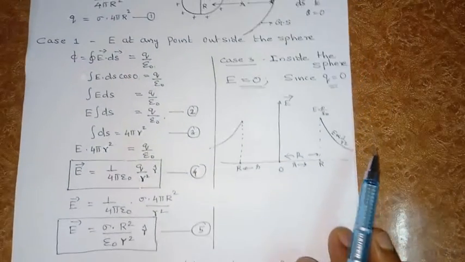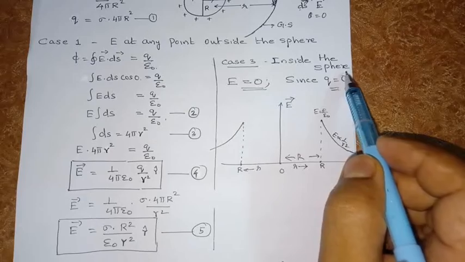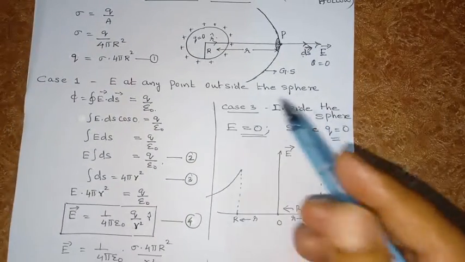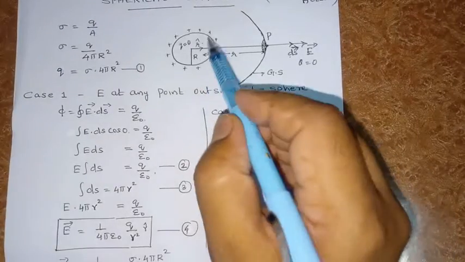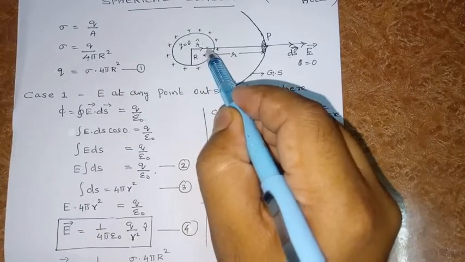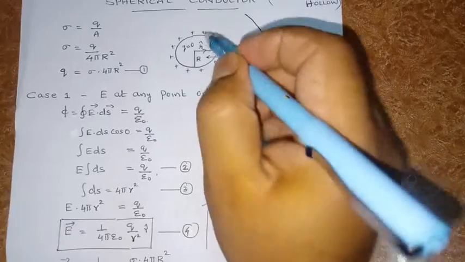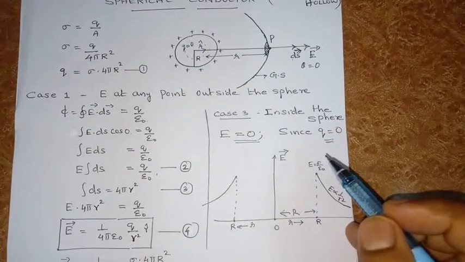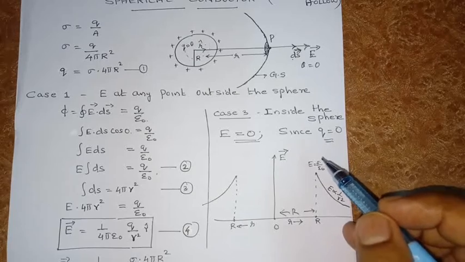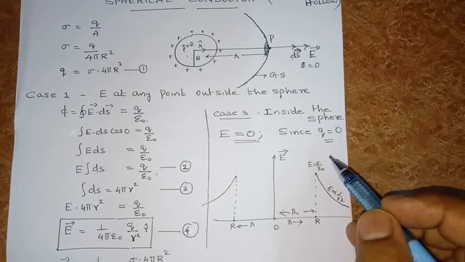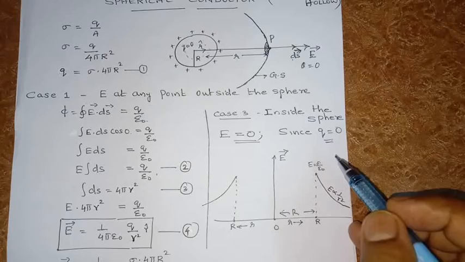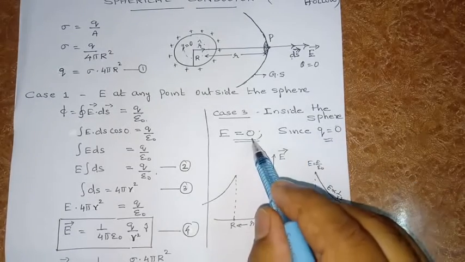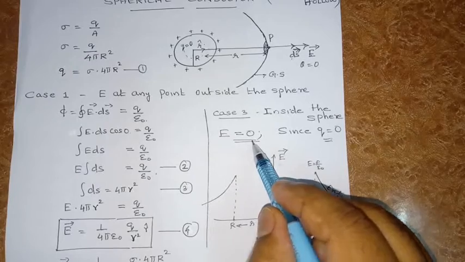Now case number 3, what is the electric field inside the sphere? Inside the sphere, obviously there is no charge. Q is equal to 0 inside the sphere. Even if I consider a point here and construct a Gaussian sphere, that Gaussian sphere will never enclose any charge. If the charge is not enclosed by the Gaussian sphere, there will be no electric field. So since Q is equal to 0, electric field inside the sphere will be 0.